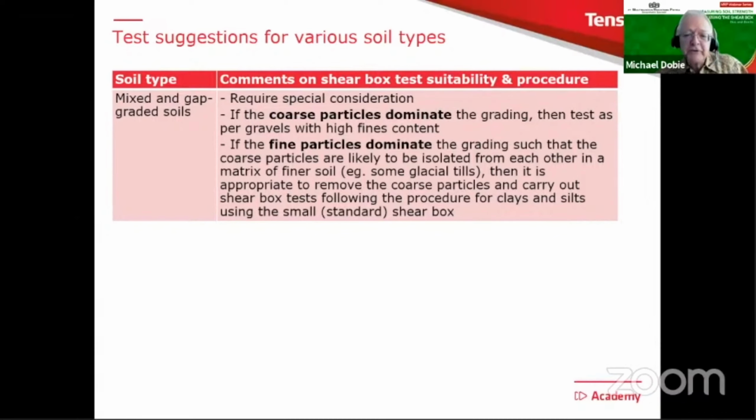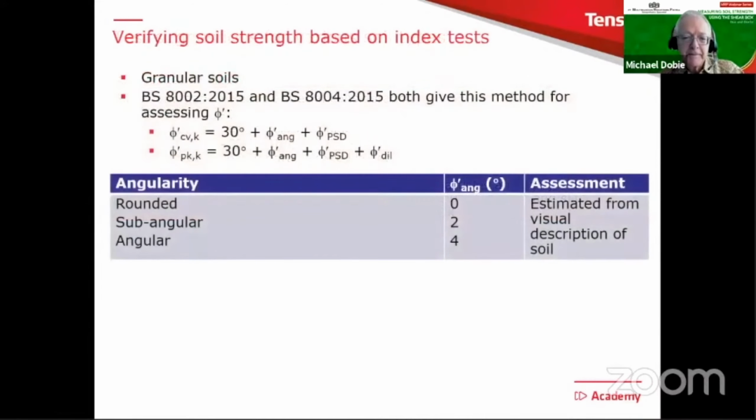If fine particles dominate, in other words, if you've got coarse particles in a matrix of, say, silty clay, like many glacial tills, which we don't have in Indonesia but we have in other places, then probably the best thing to do is to remove the coarse particles and test it as a silty clay in the standard shear box, and then follow all the normal saturation, consolidation, and slow shear procedure. I've got no pictures for that.